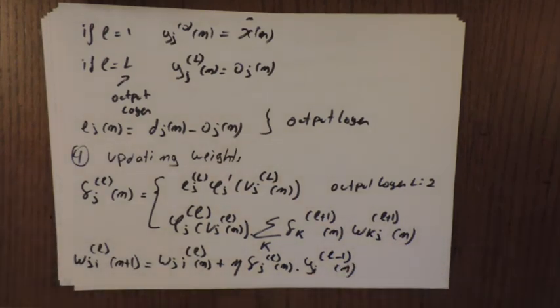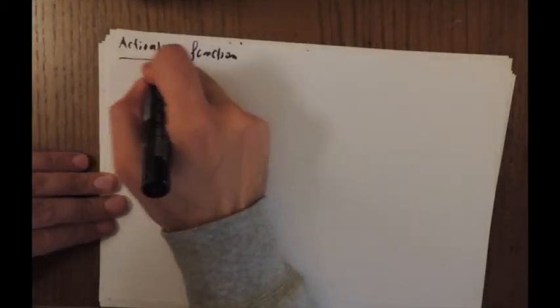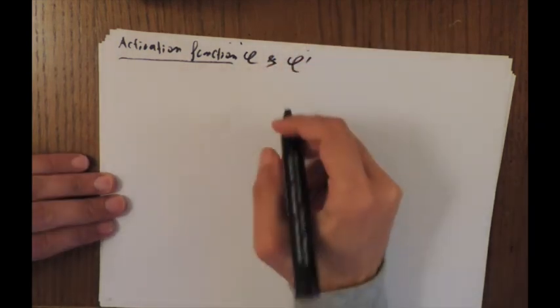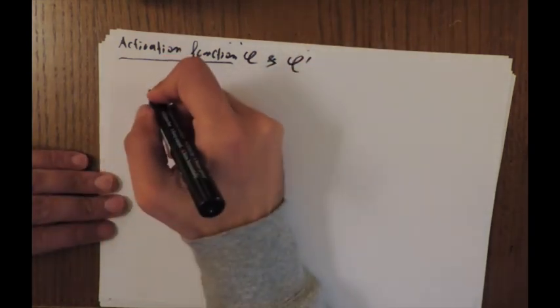Of course, we keep on repeating this until we have a small update. Yeah, the rate at which the weights are being updated is very small, or the gradient becomes very small, same thing. So next we will do an example. Before going into a numerical example, we're going to discuss the activation function phi and its derivative.